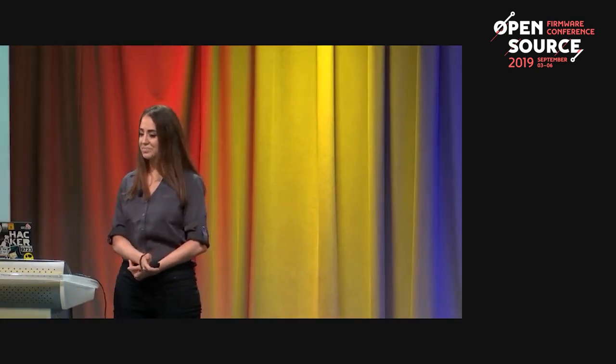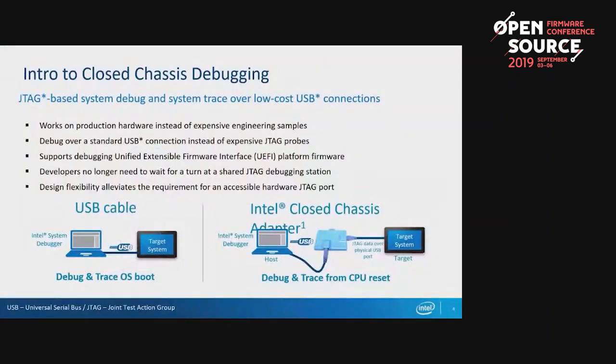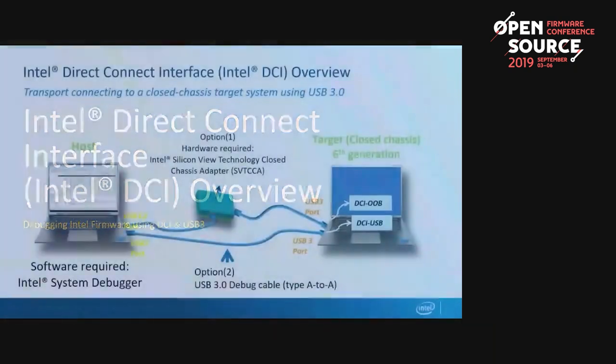Closed chassis debugging. This is exciting because it changes the way we've done it for years and years. You no longer need open chassis, $3,000 proprietary hardware to do this. You can now do this pretty much for free or with a $10 USB cable. It has UEFI platform firmware support in every stage of boot, and it's pretty flexible. So let's talk about DCI.